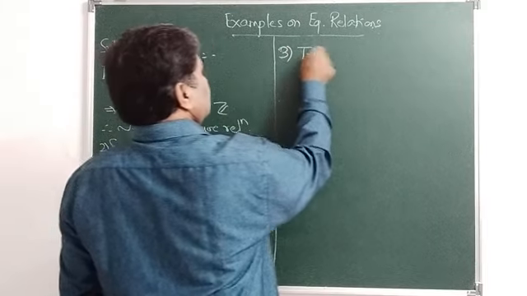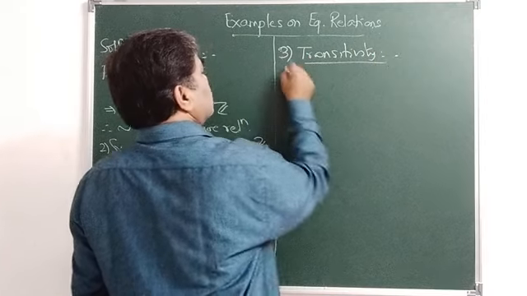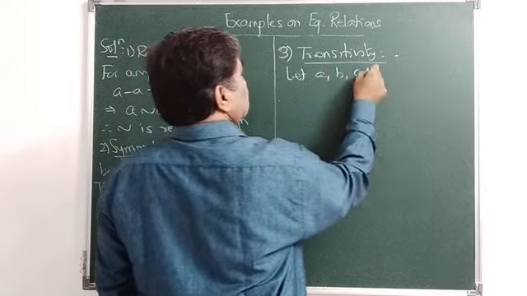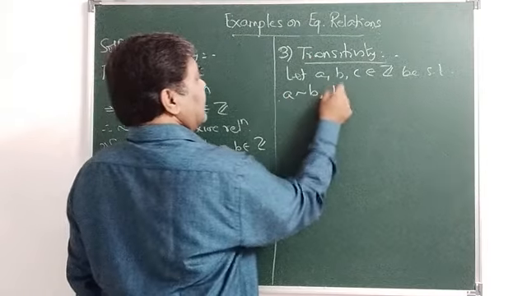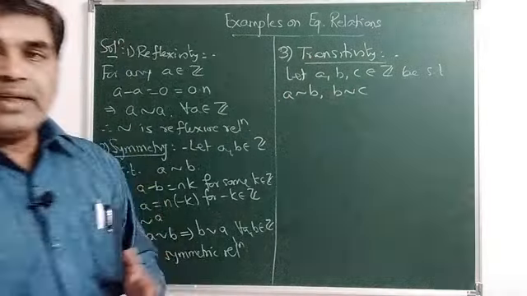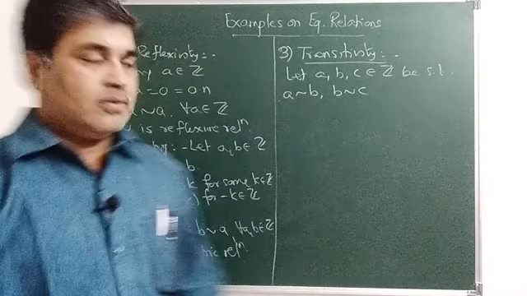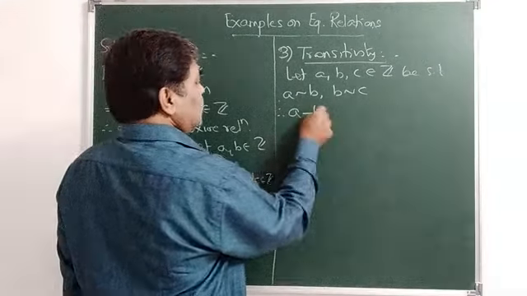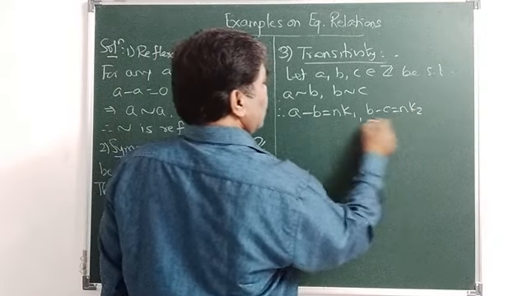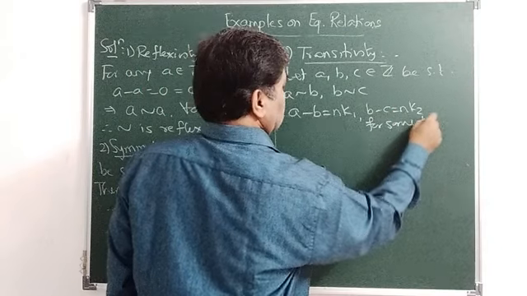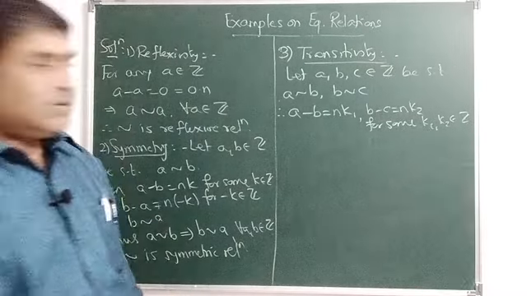Third, transitivity. So let a, b, c belongs to Z be three integers such that a is related to b and b is related to c. What that implies is the differences are divisible by n, meaning they are multiples of n. Therefore, a minus b is equal to nk1, b minus c is equal to nk2, for some k1 and k2 belongs to Z.